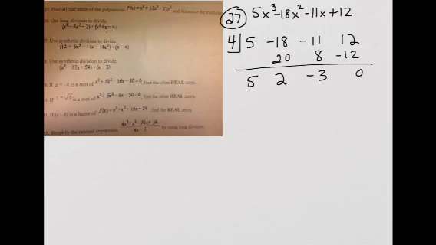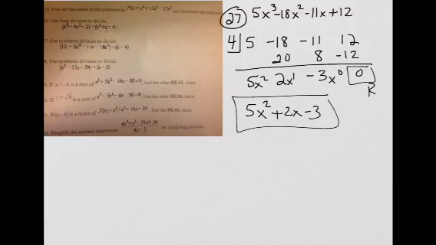So all it said was to divide, so my answer would be 5x squared plus 2x minus 3. Remember, this is the remainder. This is x to the 0, x1, x2. You go backwards on the x's. And that would be this.